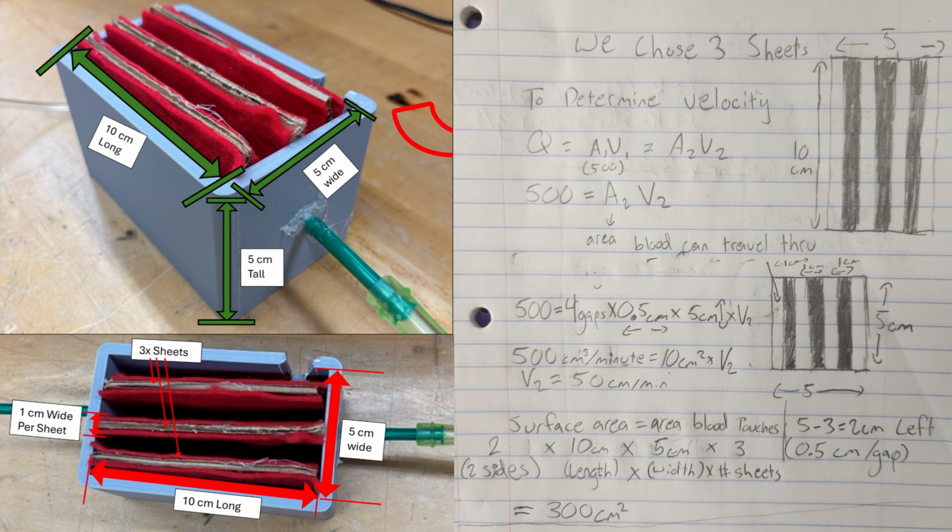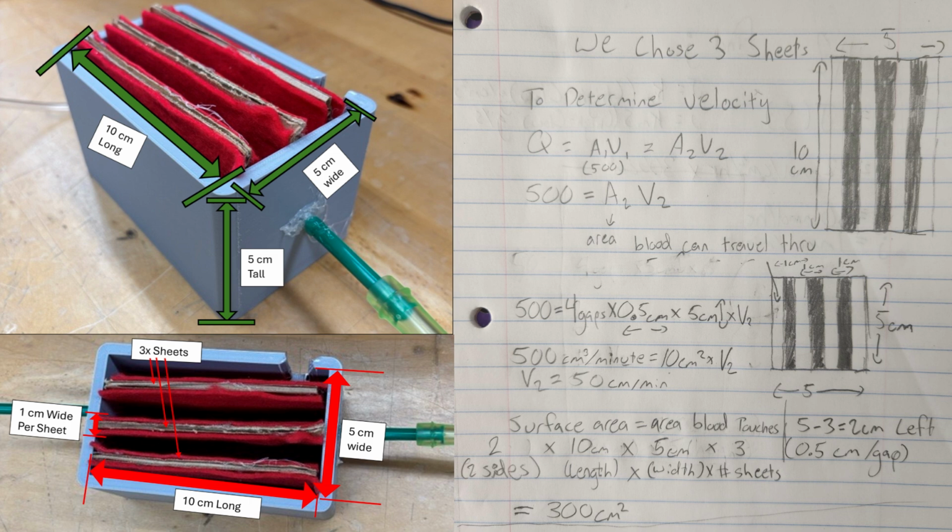Calculating for flow velocity, we use the equations for flow rate and the continuity equation. Q is equal to AV, and A1V1 is equal to A2V2, where Q is the flow rate, 500 centimeters cubed per minute, A is the total cross-sectional area for flow, and V is the velocity. The area available for blood flow is based on our 4 gaps, each measuring 0.5 centimeters wide by 5 centimeters tall, giving us a total flow area of 10 centimeters squared. Substituting to find V, velocity is equal to 500 centimeters cubed per minute over 10 centimeters squared. This gives us a final velocity of 50, our maximum allowed velocity.